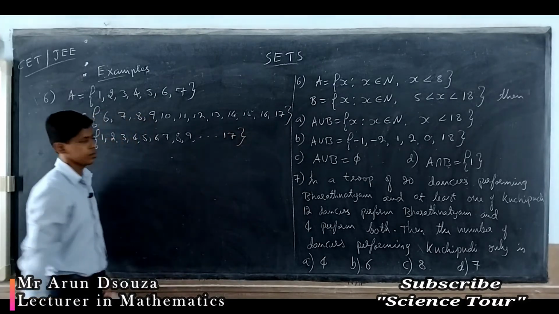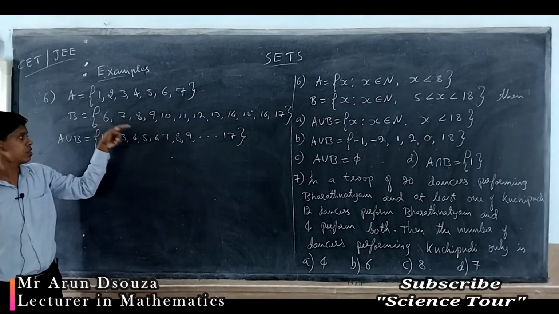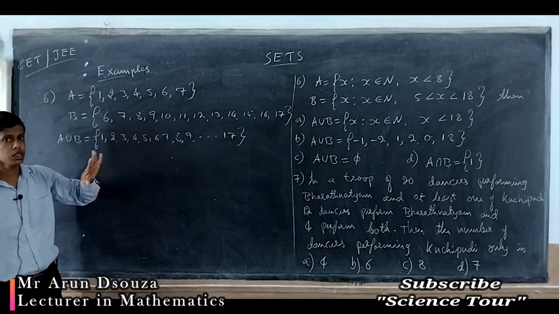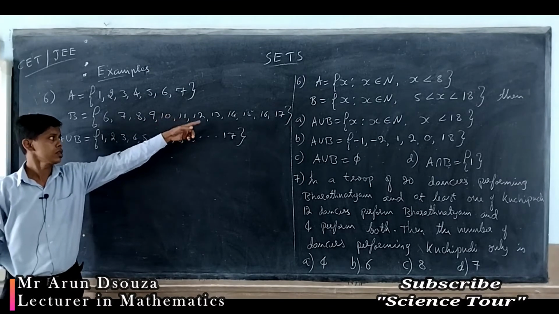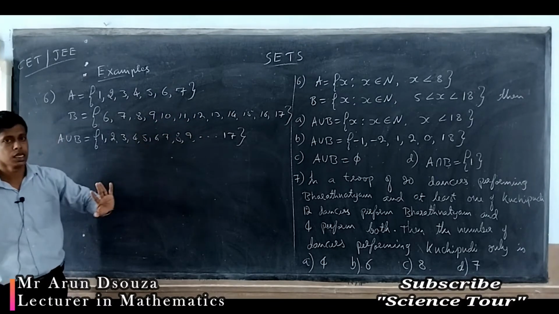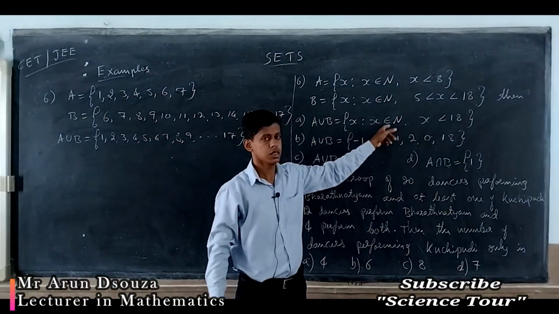Is it correct? You have 1, 2, 3, 4, 5, 6, 7 repeated. Don't repeat it in the set. You don't repeat any elements. Okay. So 8, 9, 10, 11, 12 till 17. Now what is it? Is it the same thing?